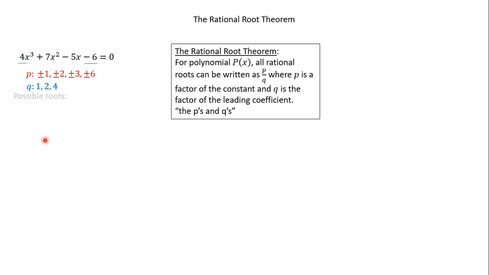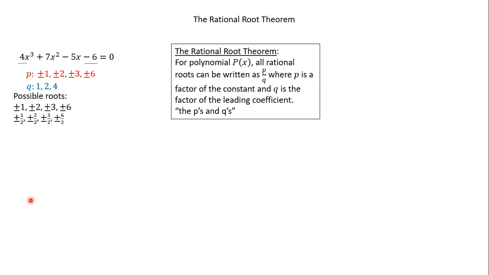So let's find our possible roots here. We're going to go p over q. So we can go p's over 1, which will just be plus or minus 1, plus or minus 2, plus or minus 3, plus or minus 6. We can go the p's over 2, which would be plus or minus 1/2, plus or minus 2/2, plus or minus 3/2, and plus or minus 6/2.